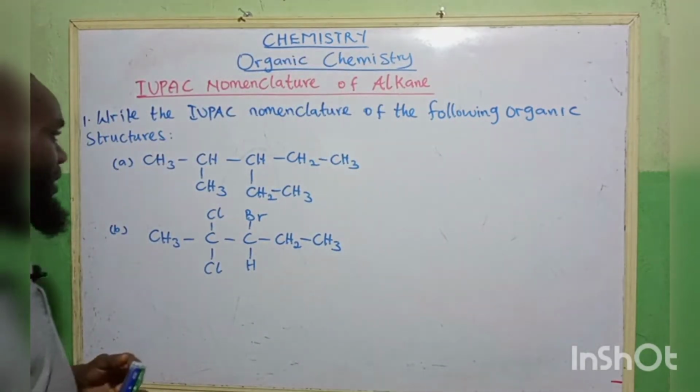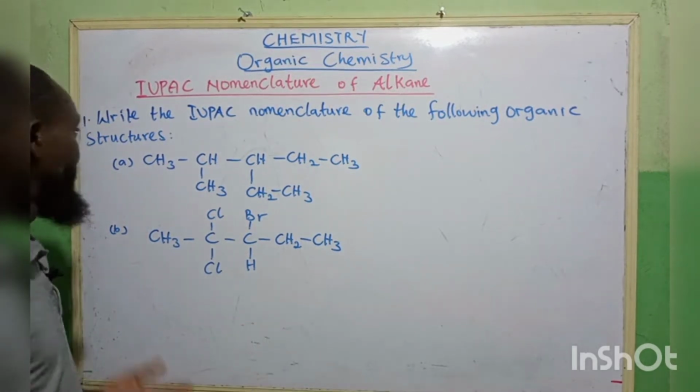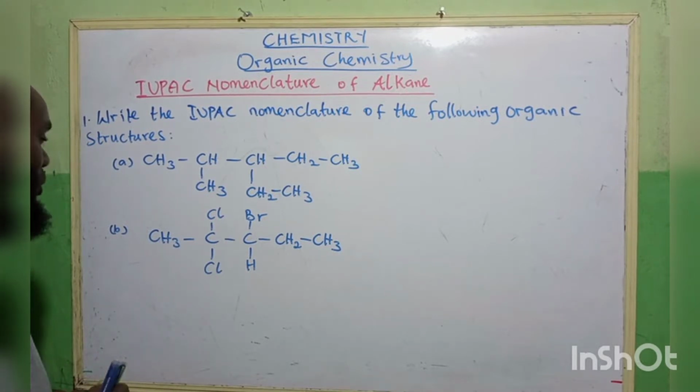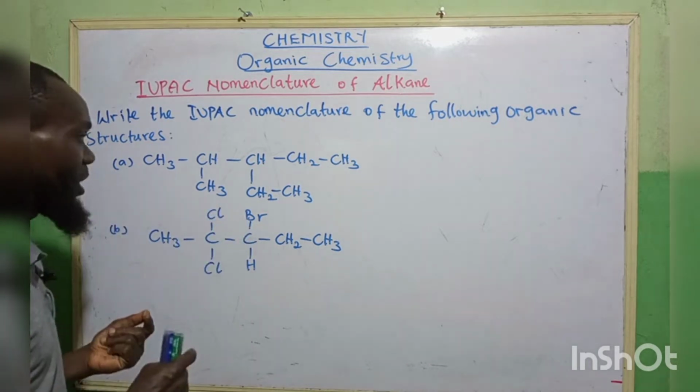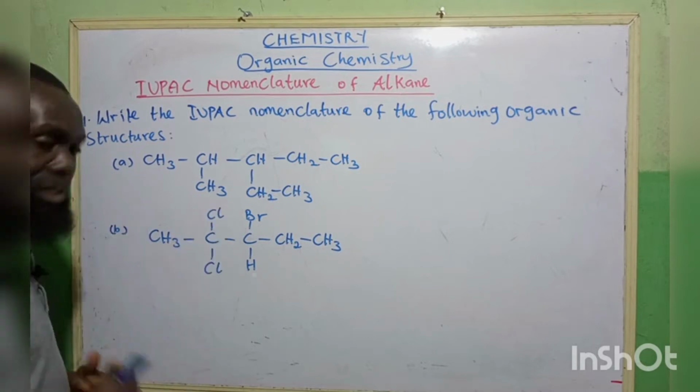From the previous class, we've discussed how to name some alkanes. Example 1 today: write the IUPAC nomenclature of the following organic structure. I don't need to draw the skeleton of this structure again. We can equally name it this way.